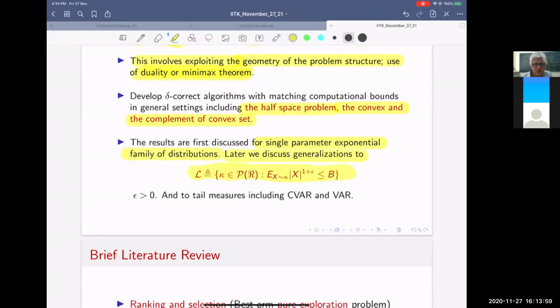All the distributions whose 1 plus epsilon moment is bounded with some constant b which is known to us. So there's a known bound on the 1 plus epsilon moment. That's all we'll assume about all the distributions. In that world, what are the lower bounds and how do we come up with algorithms which match those lower bounds? And we'll also talk about tail measures, including C bar. So that's our plan for today.